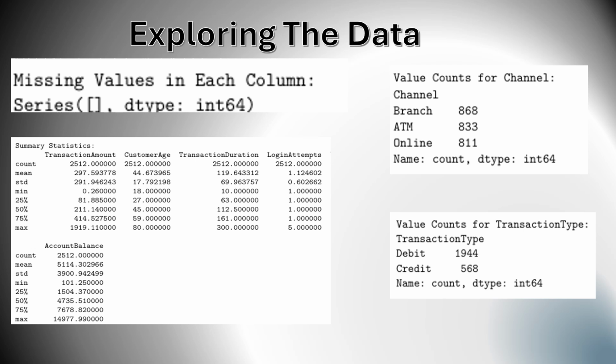Channels represent where the transaction takes place: online, ATM, or branch. Since these are levels, we should probably encode this. And then we have two different types of transaction types, debit or credit, with debit being the majority.